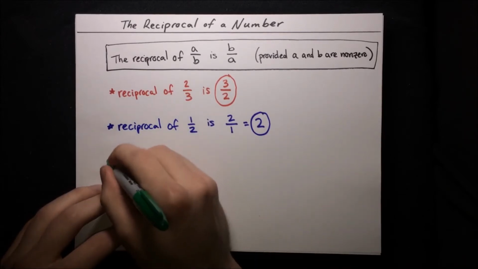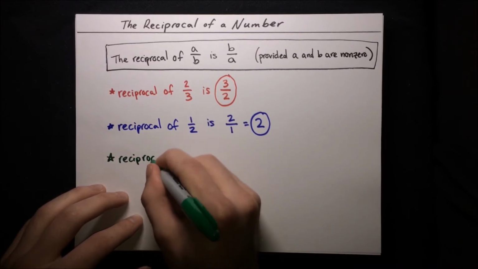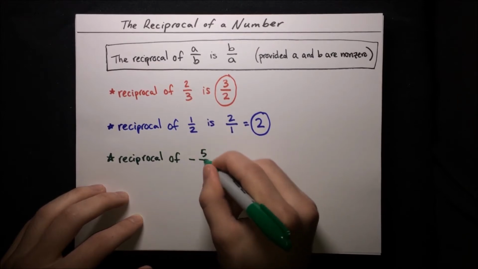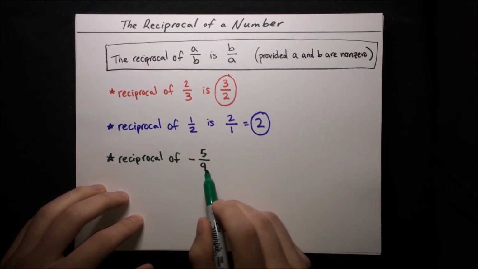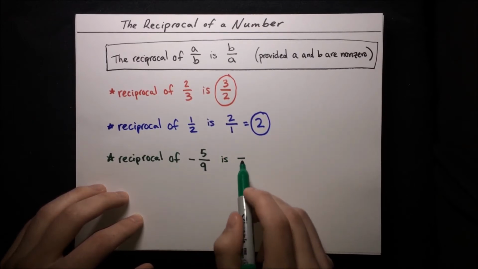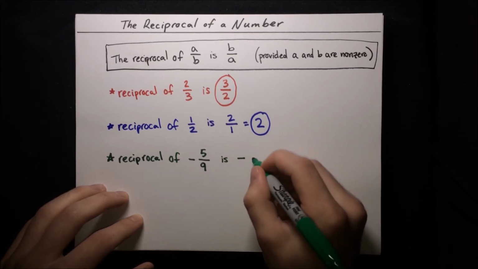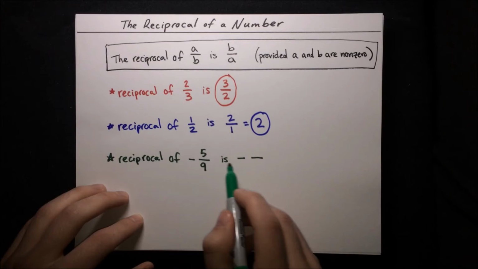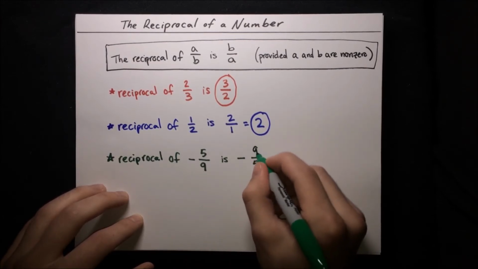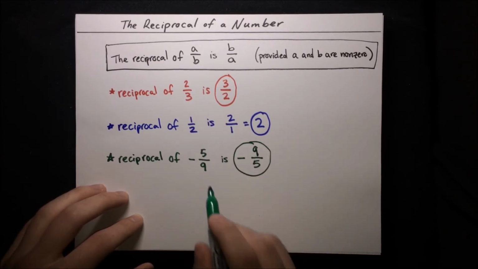Alright, how about another demonstration? This time, how about with a negative fraction? How about the reciprocal of -5/9? Alright, so for a negative fraction, it works the same way. We just keep the negative sign, and then flip the fraction part. So flip 5 over 9. So that just entails taking that numerator 5, moving it to the denominator, and then taking that denominator 9, moving it to the numerator. So -9/5. That is the reciprocal of -5/9.